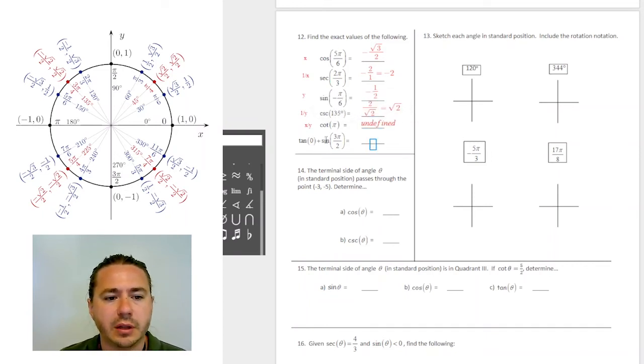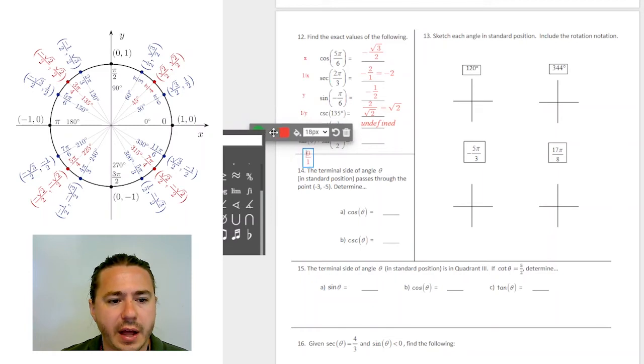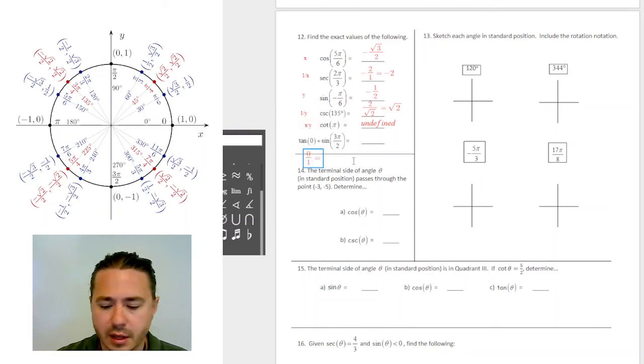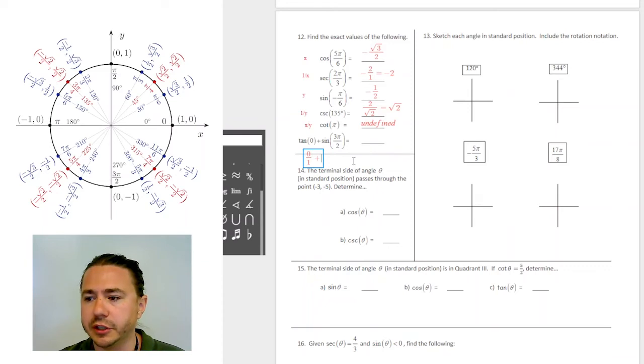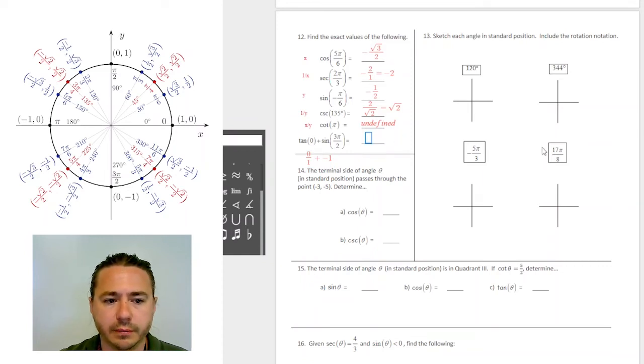Tangent of 0 plus, so we're going to evaluate these two separately and then add them together. Tangent of 0 is going to be the y over x. Is this going to be undefined as well? Tangent of 0? Oh, no. Because it's 1 comma 0. So tangent of 0 is going to be 0 over 1, which is just 0. And then sine of 3 pi over 2, the y value is going to be negative 1. So it's going to be 0 plus negative 1 equals negative 1.